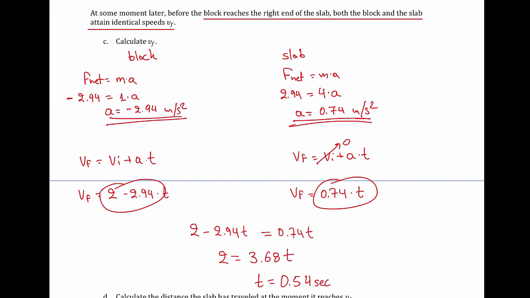However, this is not our final answer. The question is not about finding the time. The question is about finding the velocity. So we'll go to this law and say that the final velocity is 0.74 times 0.54, and from this we get approximately V final is equal to 0.4 meters per second.